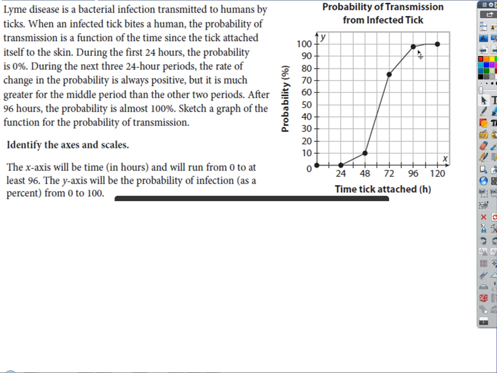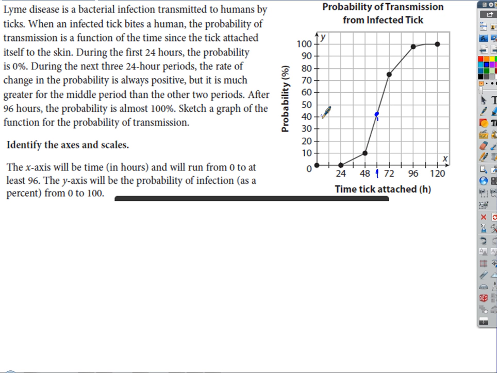This is useful to us because it gives us a way to make a prediction. So let's just say that the tick is going to be on your skin for 60 hours. Well, 60 hours is right there. At 60 hours, what is the approximate probability? Yeah, 40 something, right? 40, looks like, 42, 43, something like that. Low 40s though, right? So that gives you a probability of how likely it is that you got Lyme disease.